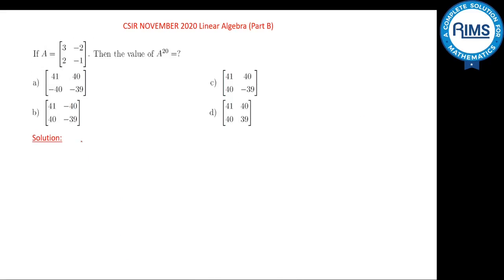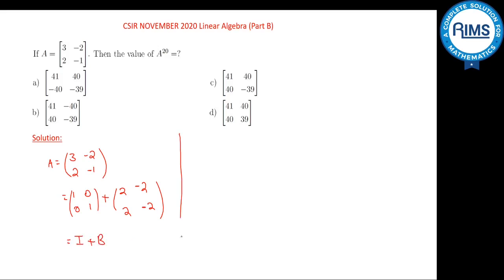Okay, next one. If capital A equal to 3 minus 2, 2 minus 1, then the value of A raised to 20 is. Here given that capital A equal to 3 minus 2, 2 minus 1. Okay, we can write this A as identity matrix plus some other matrix, that is 2 minus 2, 2 minus 2. Here 2 plus 1 is 3, minus 2 plus 0 is minus 2, 2 plus 0 is 2, minus 2 plus 1 is minus 1, that is capital A can be written as identity matrix plus B.